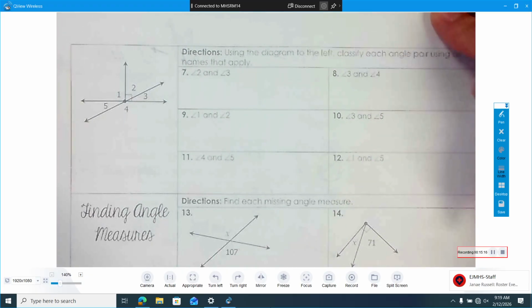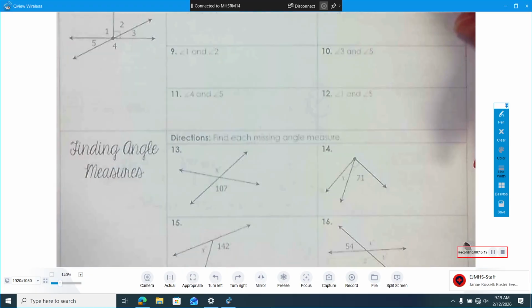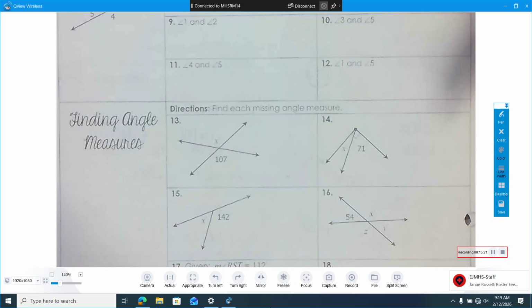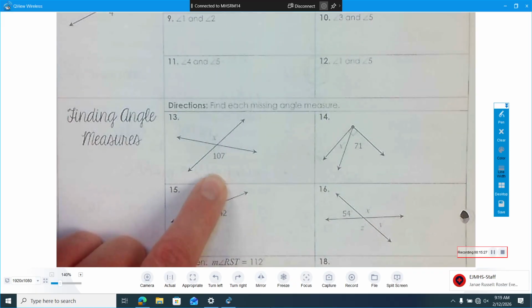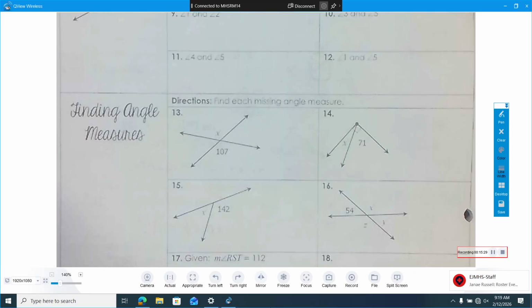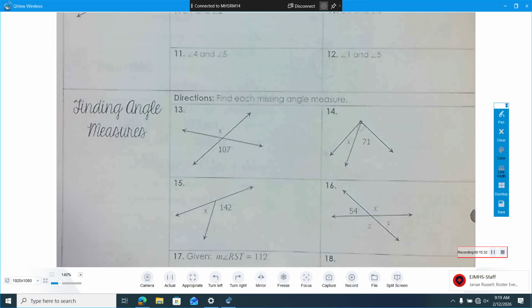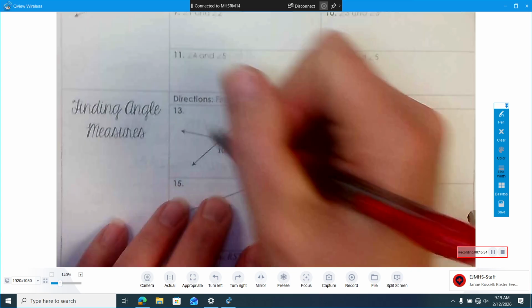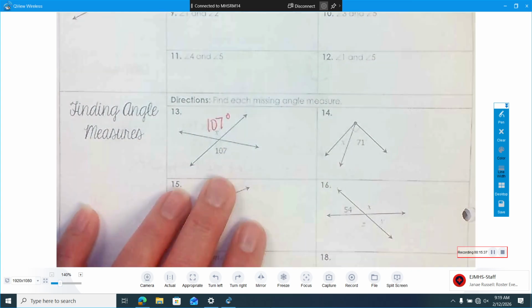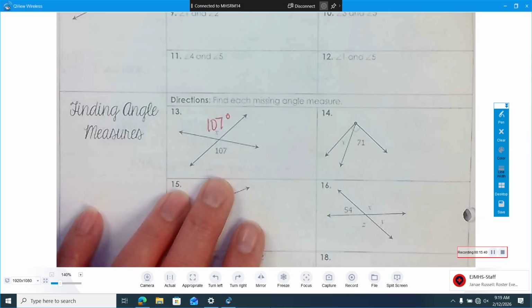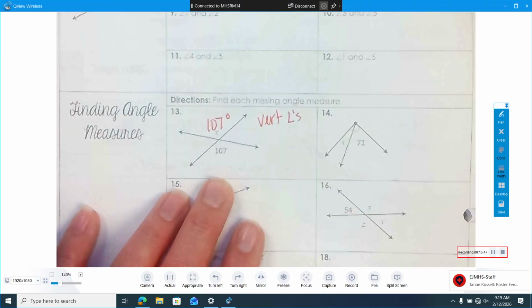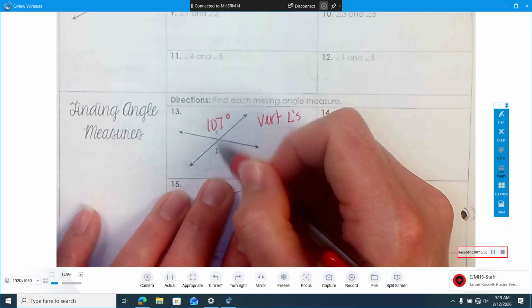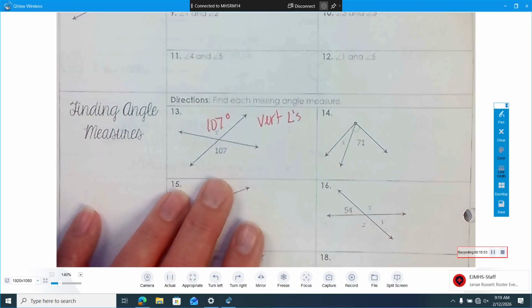Let's see. I want to come down here, actually, to finding angle measures. We want to find each missing angle measure. Number 13 there. What do you think X is? Yeah, it's also 107 degrees. Why? What kind of angles are they? Vertical angles. They are across from one another in those intersecting lines there.